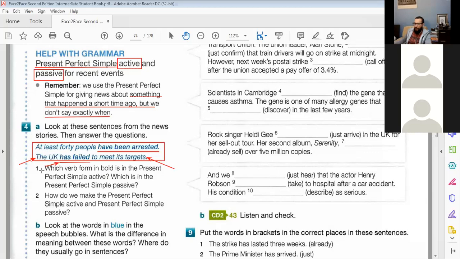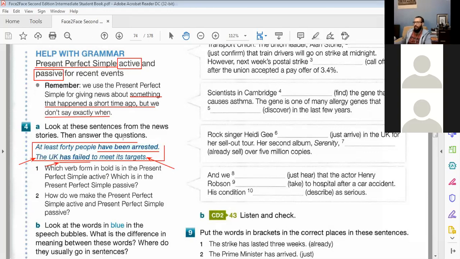Okay, so this is question number 1. We already answered it. So what about number 2, Sana? What's the rule, do you think, to make present perfect simple when it's in the active and when it's in the passive? How do we make them? What do we do? Have or has. Okay, yes. Have or has plus the verb in the past participle. Correct.